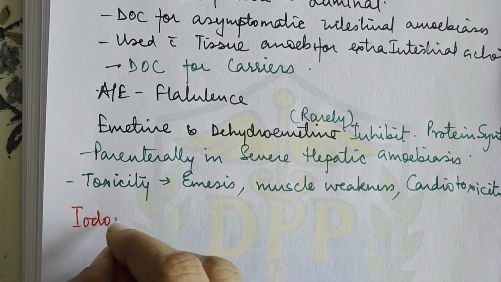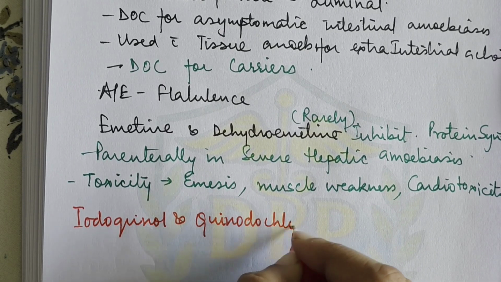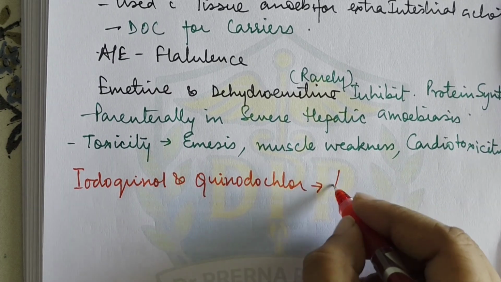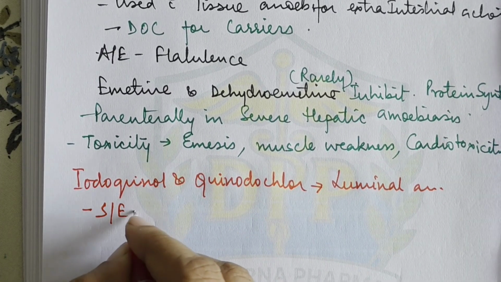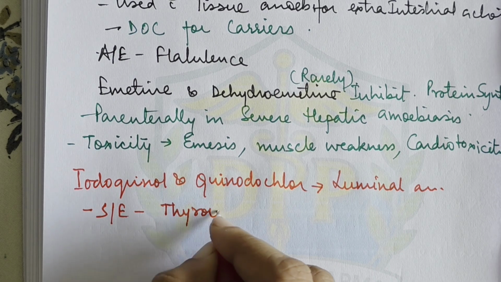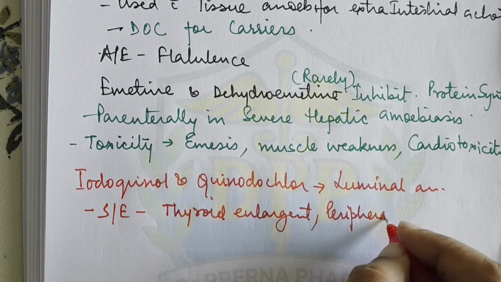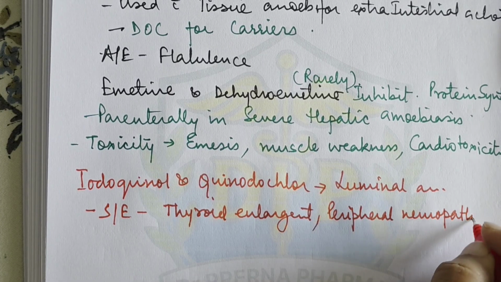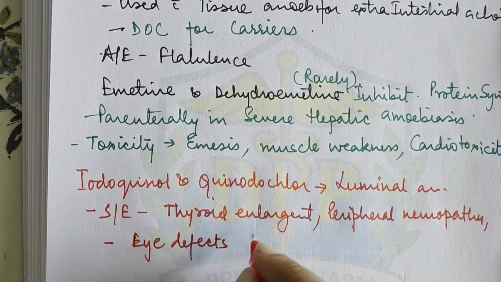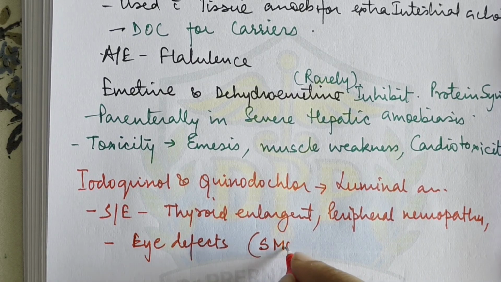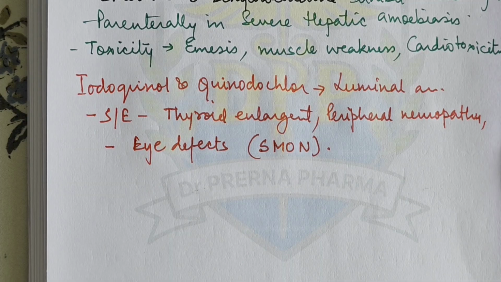Then the next drug that we have is iodoquinol and quinidochlor. Now these drugs are basically again luminal amoebicide. They have a lot of side effects. What are the side effects? They cause thyroid enlargement. They cause peripheral neuropathy. Then they can also cause various defects in the eye, and they are responsible for causing subacute myelooptic neuropathy. So remember, quinidochlor causes SMON, subacute myelooptic neuropathy.